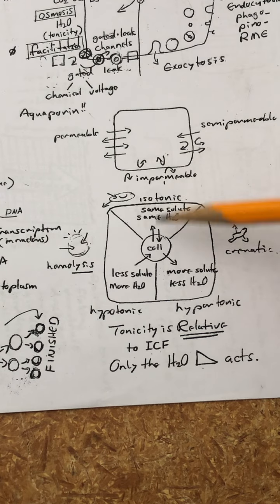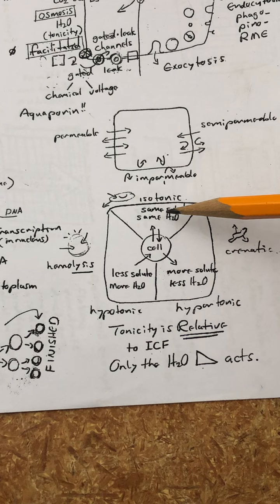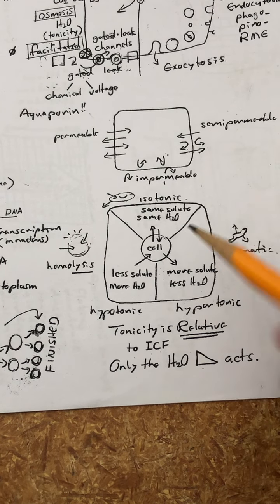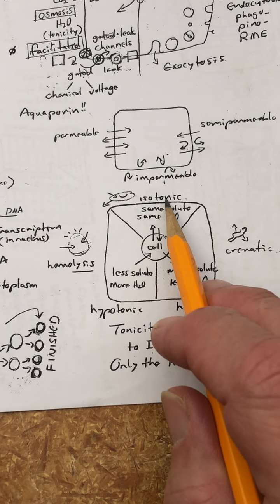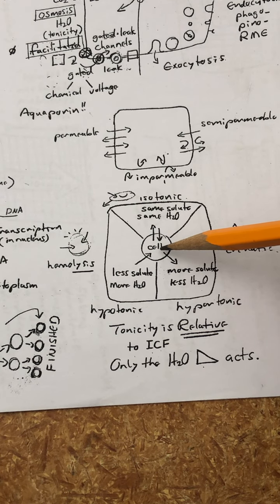So let's say we put a cell, a normal cell, whatever that is, into an isotonic environment. Now, tonic refers to the amount of solute, iso means same, and it means that this environment around the cell has the same concentration of solutes and thereby the same concentration of water as the cell does.